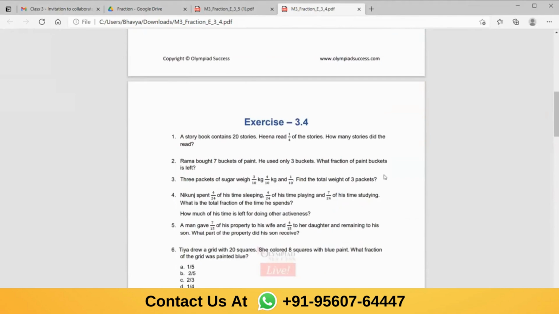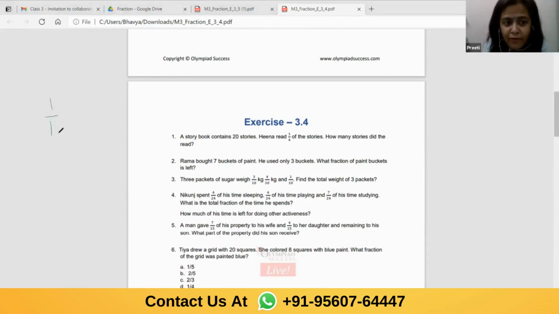A storybook contains 20 stories. Hina read 1/4 of the stories. So how many stories did she read? Okay, Sanvi, could you help me in doing this question? Yes, ma'am. So we can do 20 divided by 4 multiplied by 1. That is correct. What Sanvi is saying is that we have to find out 1/4 of 20. Am I right, Sanvi? Yes, ma'am.